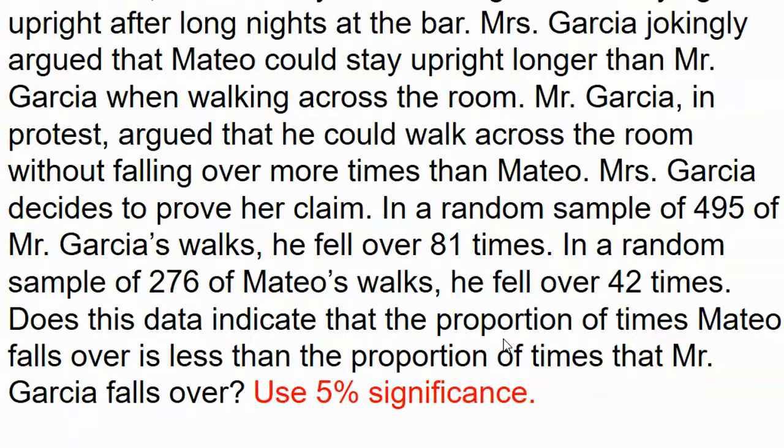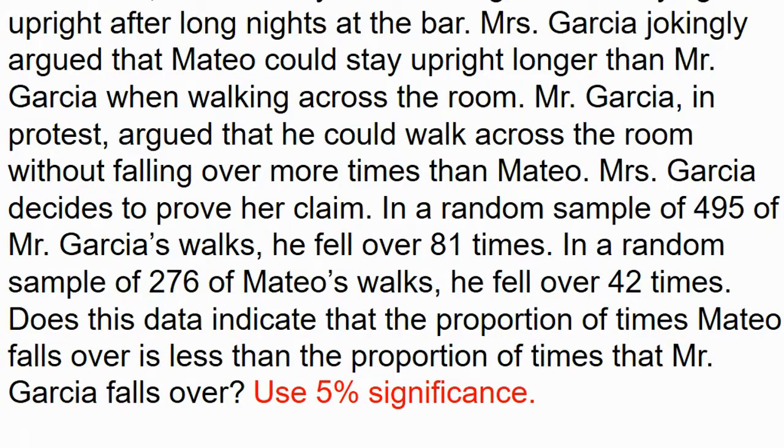Okay. In a random sample of 495 of Mr. Garcia's walks, he fell over 81 times. So that's going to be your first sample here, 495. And Mr. Garcia fell 81 times. In a separate sample of Mateo's walks, 276 times, he only fell over 42 times. Thus, this data indicate that the proportion of times that Mateo falls over is less than the proportion of times that Mr. Garcia falls over. And we have a significance level there. So let's run through the test together.